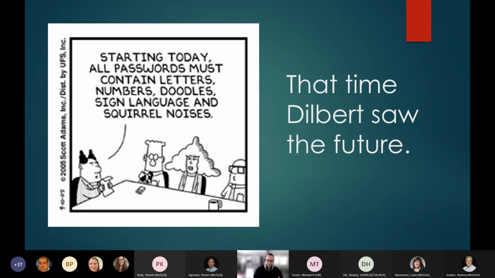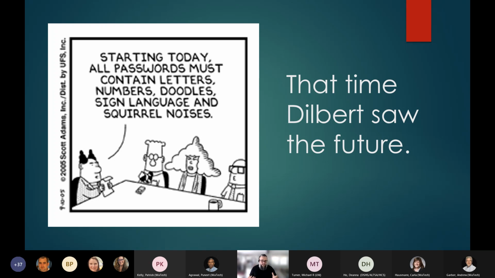So kind of as a segue to the problem that MFA solves, right? Why do we use MFA? So Scott Adams, the writer of Dilbert, put this out in 2005, and it's one of my favorite security-related comics, because this is one that everybody can relate to. They don't have to be a tech person. In fact, more often than not, it's more non-tech people that relate to this because of the problem.